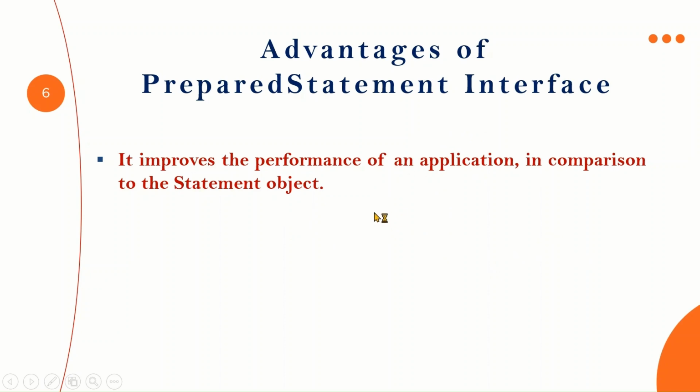So in that sense, the performance of an application is improved, because in the same example, if you take 1,000 records, only one time syntax checking is done and 1,000 values we provide. 1,000 plus 1, that is 1,001 operations only we are doing. 999 operations are reduced.